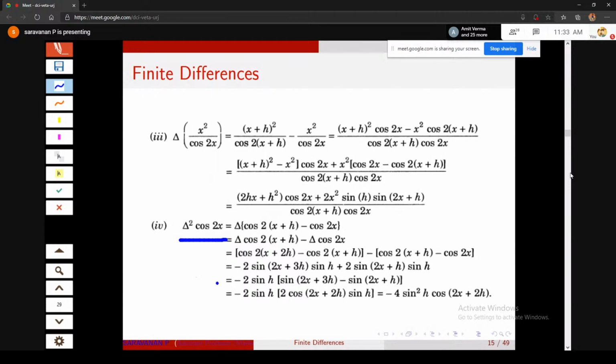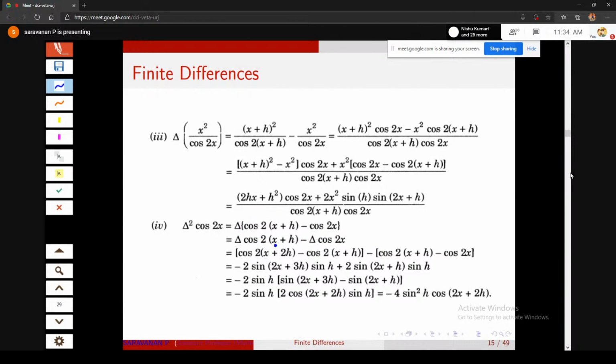Then delta square cos 2x. We will apply one by one. Delta square, you rewrite it as delta into delta. First write delta of cos 2x. What is delta of cos 2x? Cos 2 times x plus h minus cos 2x. Then apply the first delta. Now to apply this first delta, you split the terms. So write delta of cos 2 times x plus h minus delta of cos 2x.